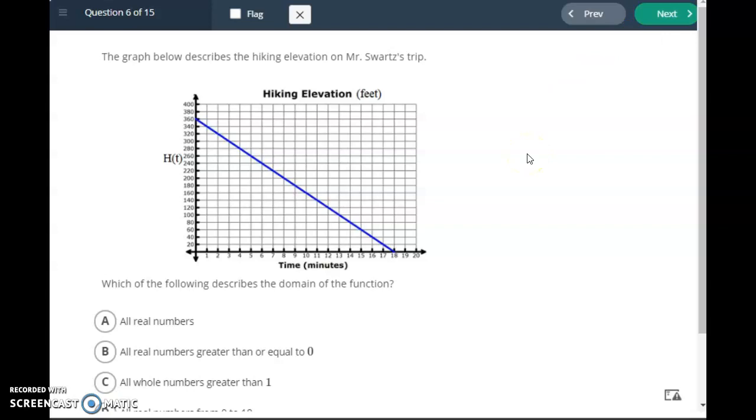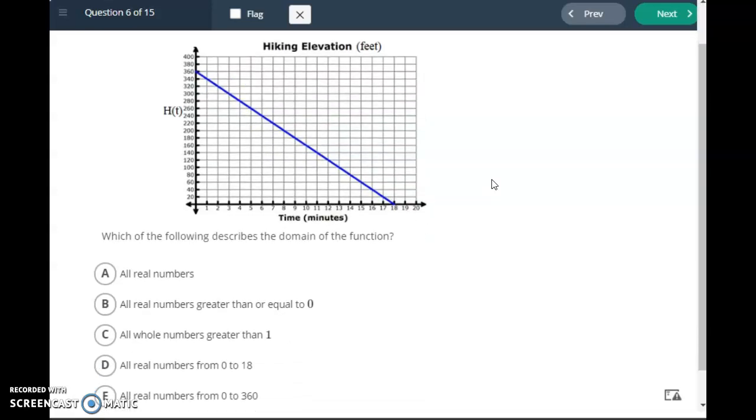Alright, the graph below describes the hiking elevation on Mr. Schwartz's trip, and it wants to know which of the following describes the domain of the function. All real numbers? It couldn't be all real numbers because the domain is your x values, your inputs, and you don't ever have negative time. And it looks like it stops after 18 minutes.